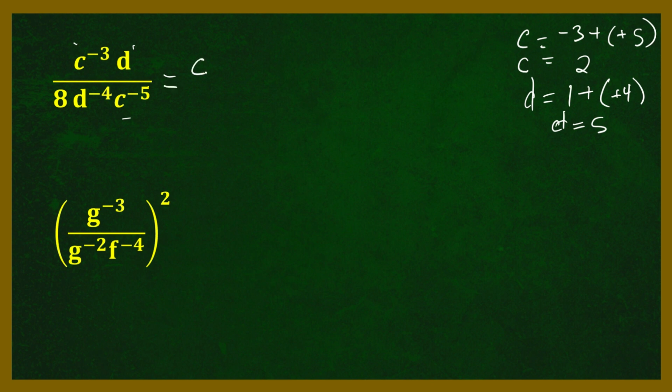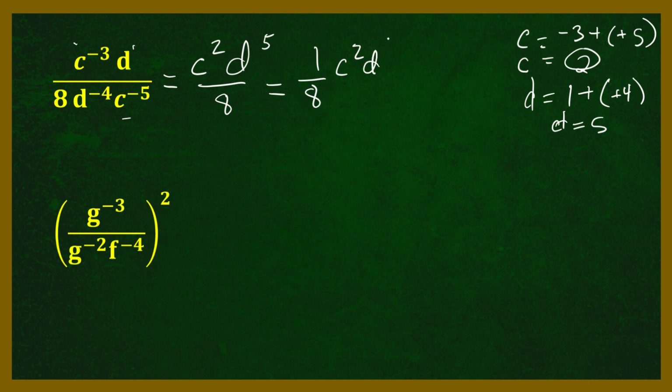So here we have c squared times d to the fifth power. So now we're left with an 8 in our denominator. So this is our answer, or we can rewrite it as 1/8 c squared times d to the fifth power.